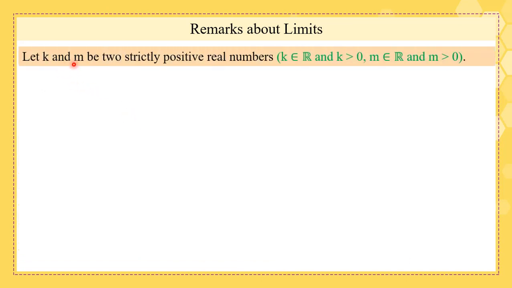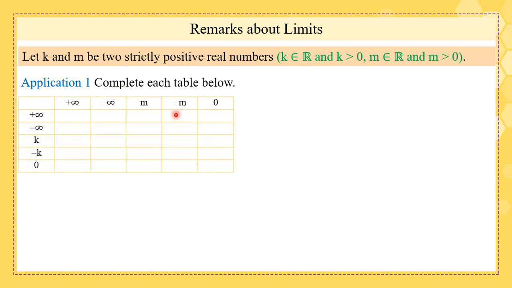Now here k and m are two strictly positive real numbers. In other words, k is greater than 0 and m is greater than 0. Now try to complete each table below. Try to pause the video, complete it alone, and then compare your answers.